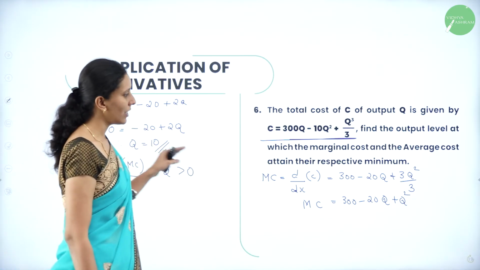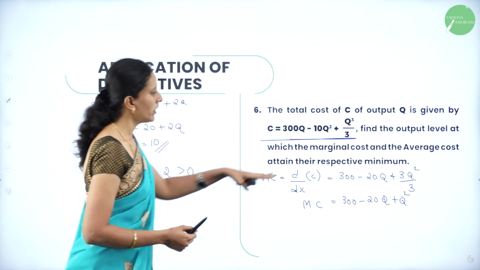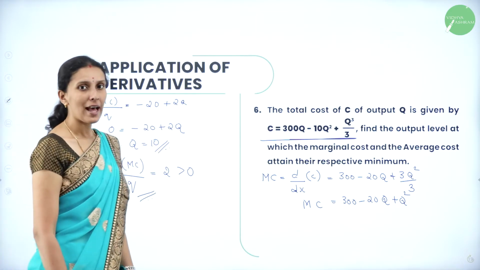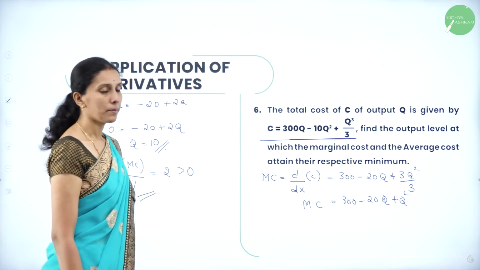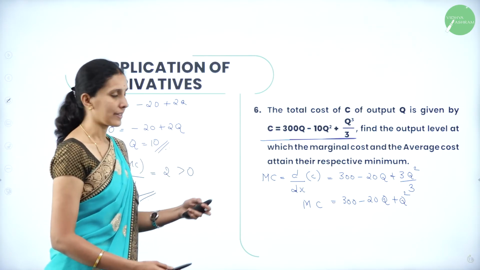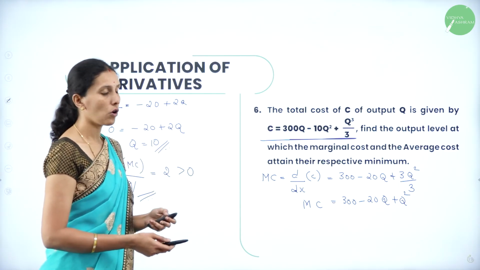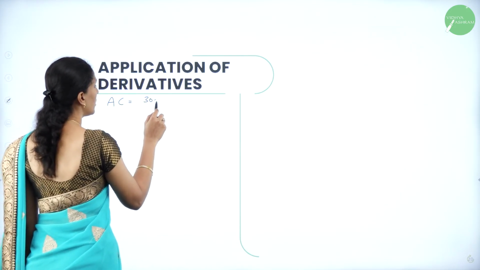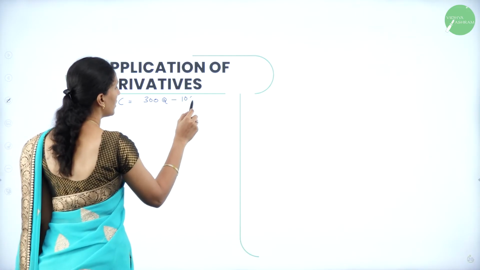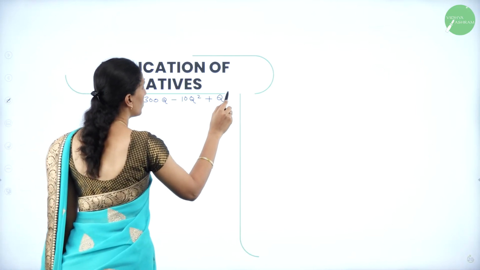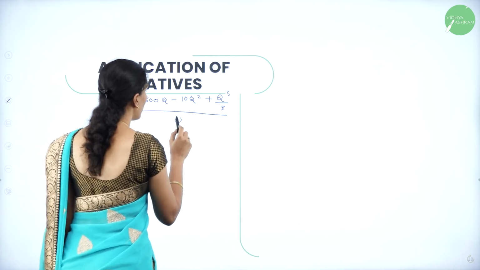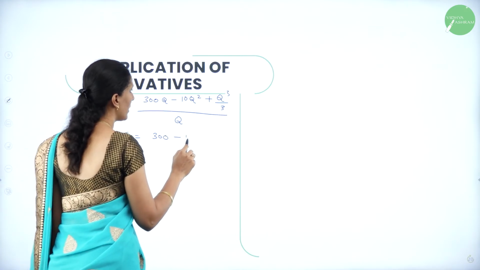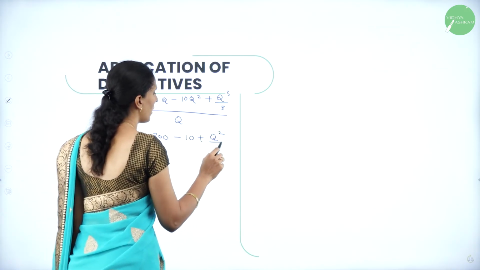That means this attains the minimum. Now we have known that this marginal cost attains the minimum. Let's see for the average cost. Average cost is nothing but the total cost divided by x. Here it is given in terms of Q. Therefore, total cost divided by Q. So average cost is equal to (300Q minus 10Q square plus Q cube divided by 3) whole divided by Q. So this is the average cost, 300 minus 10Q plus Q square divided by 3.